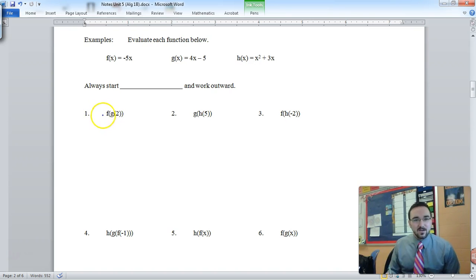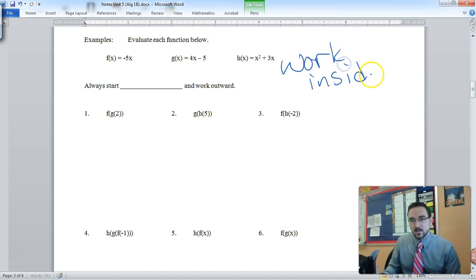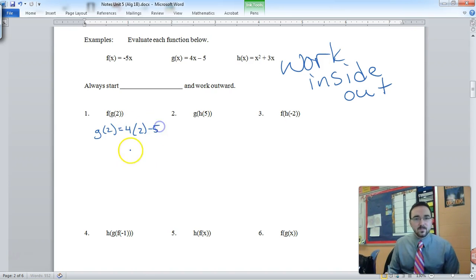Okay, so we have f of g of 2. So work inside out. Always start with the innermost function first, and then you start evaluating for the outermost functions. So f of g of 2, I'm going to focus on this g of 2 first. g of 2 is equal to 4 times 2 minus 5. So 4 times 2 is 8, minus 5 is 3. So we have g of 2 is equal to 3.